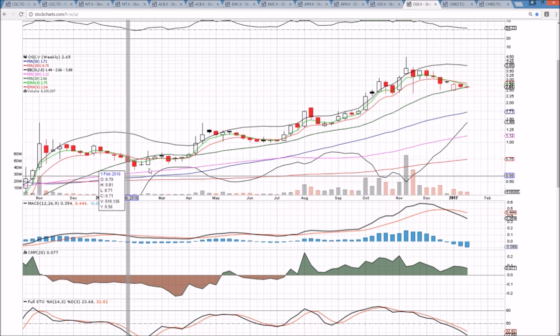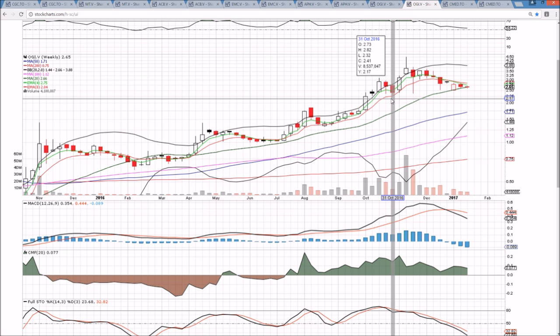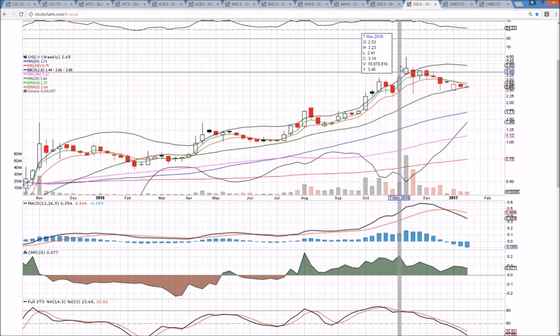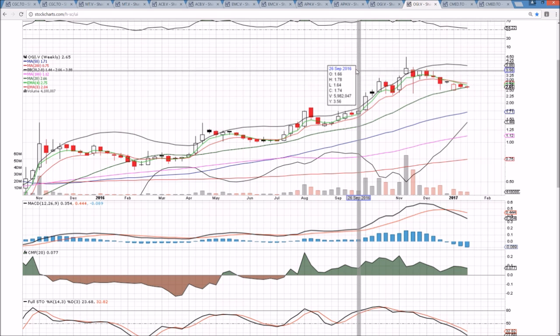I mean, it's still fine. Trend is still intact. And if we were to break 232, that would be a huge red flag. But other than that, bulls are still maintaining higher lows. It's just not anywhere near as strong as the other names.